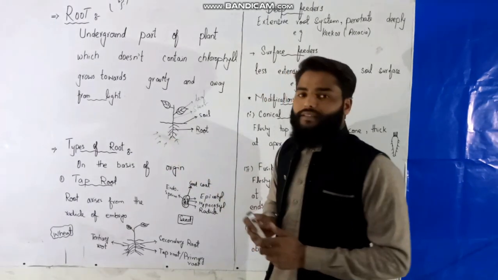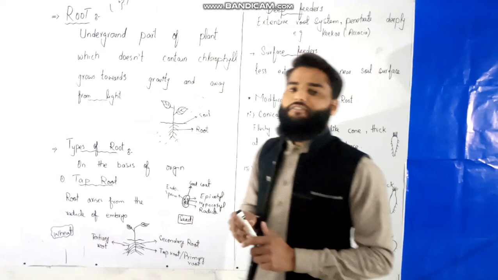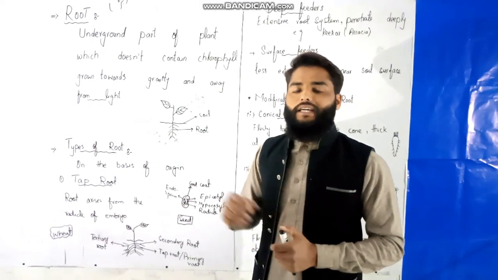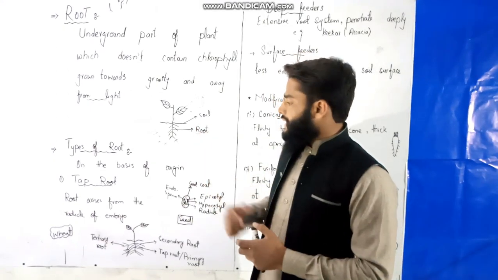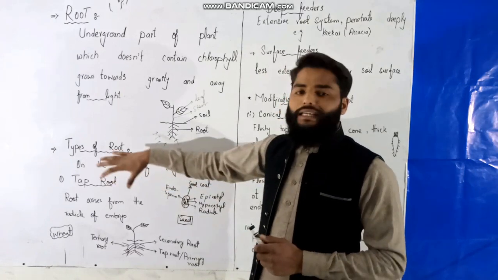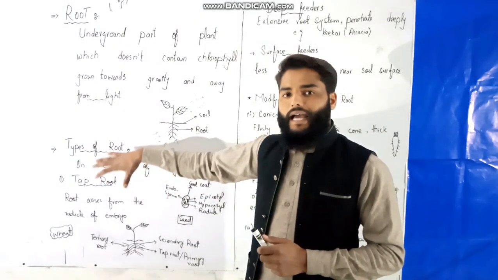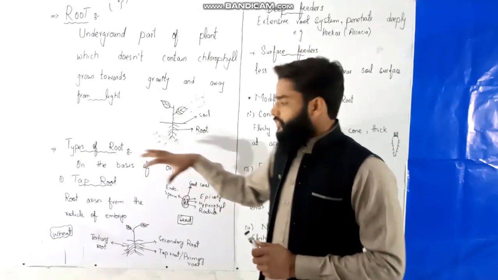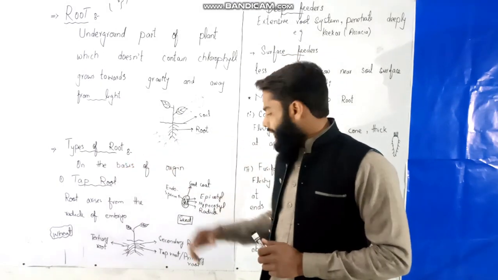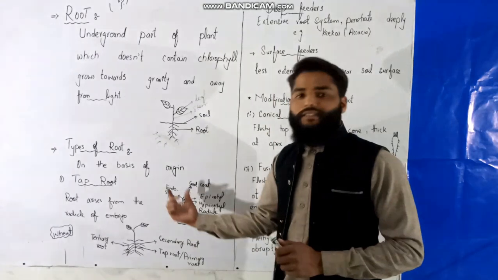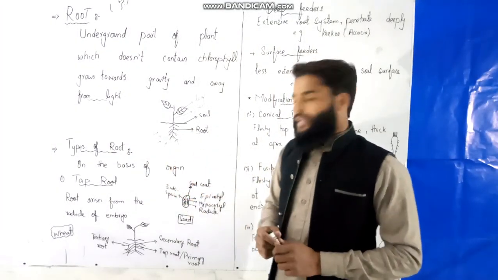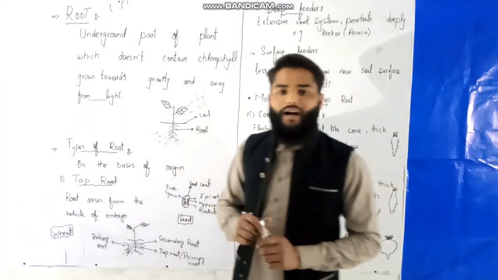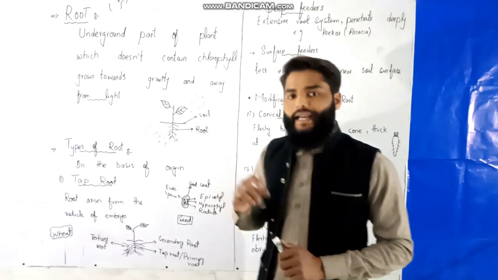So the root can be divided into different types on the basis of their origin. So on the basis of origin we can see there is a type which is known as the tap root. So tap root discuss करने से पहले we have to discuss what is an embryo. Embryo is actually a baby plant which is present inside the seed.